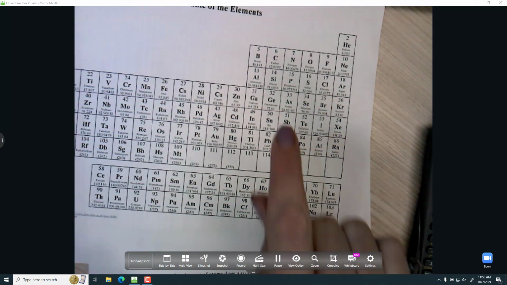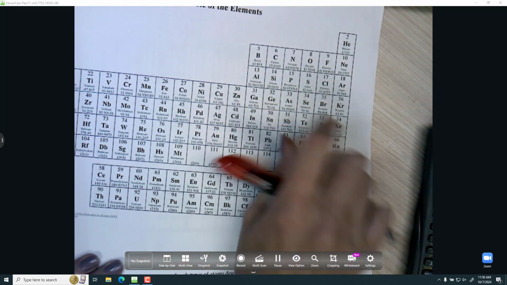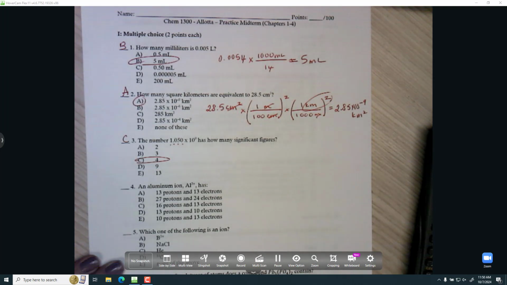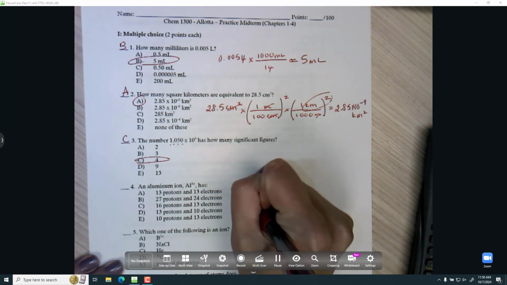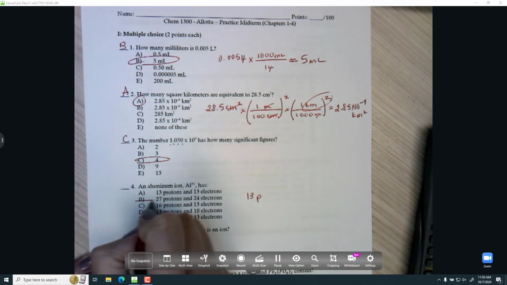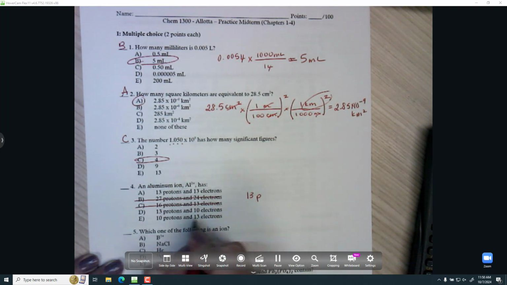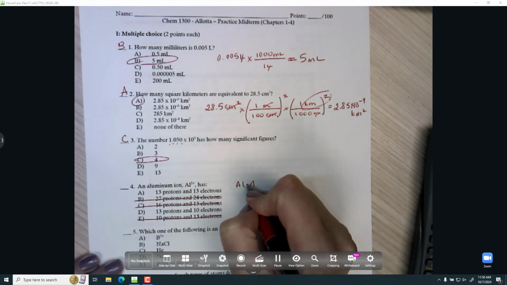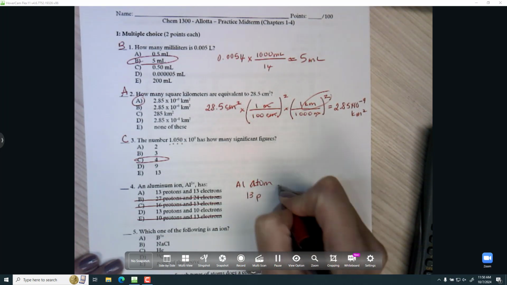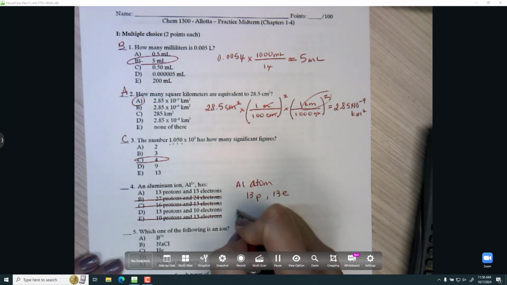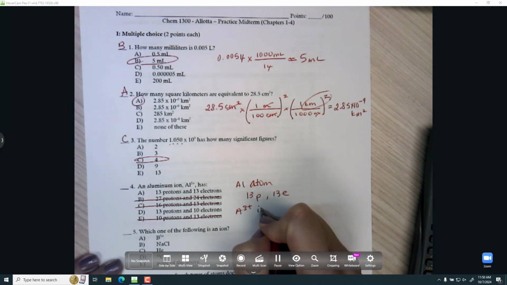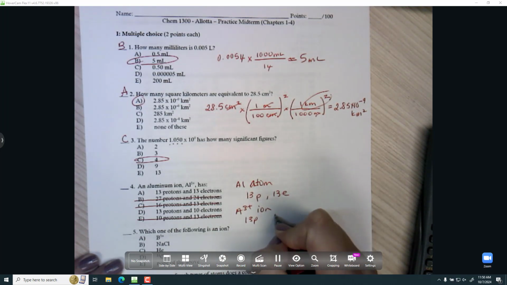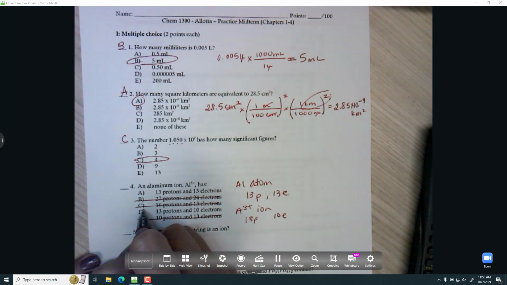Next up, aluminum. I can look on the periodic table and see that it has 13 protons. So any answer that doesn't say 13 protons, I can just get rid of those. Right? Not that, not that, not that. If this was an atom, an aluminum atom, it would be 13 protons and 13 electrons. That means they're equal. But this is an ion, and it's a 3 plus ion, meaning it's missing 3 electrons, so it would be the 10 electrons.